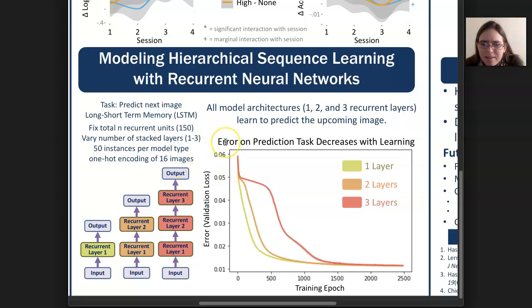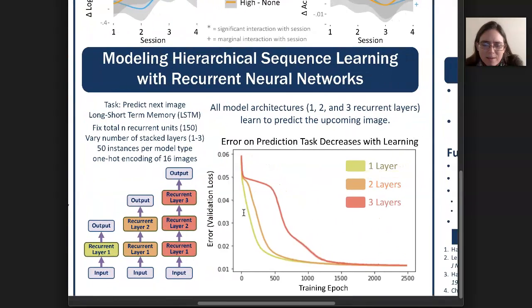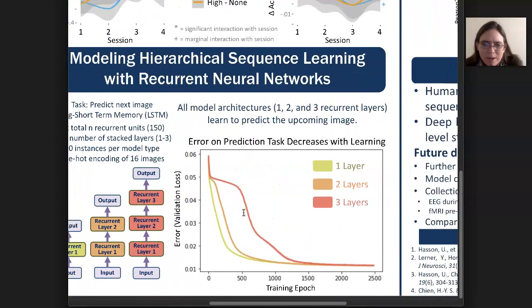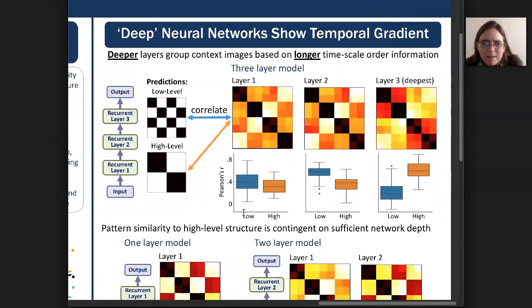And as all 3 different models, the one with 1 layer, 2 layers, and 3 recurrent layers total, they all get better at learning to predict the upcoming image. The 3-layer model learns more slowly than the other 2. But there might be an upshot to that, or a reason why it's learning more slowly, and we'll talk about that here.